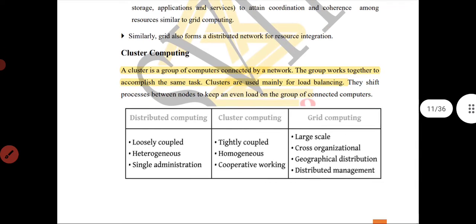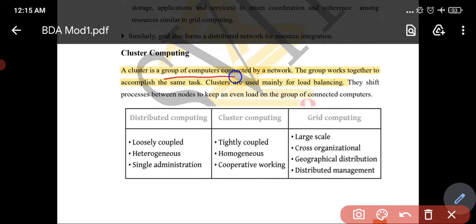And cluster computing. Here a group of computers are connected by a network. They work together to accomplish the same task. Mainly this is used for load balancing. In order to balance the load or the pressure on the system, we use cluster computing.